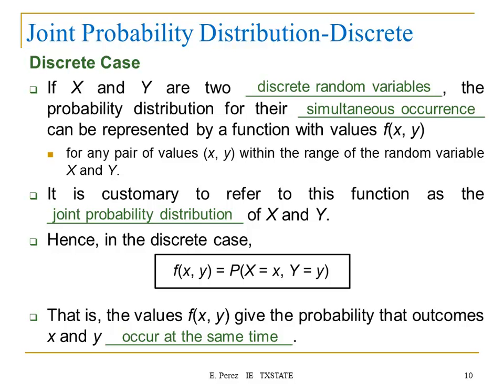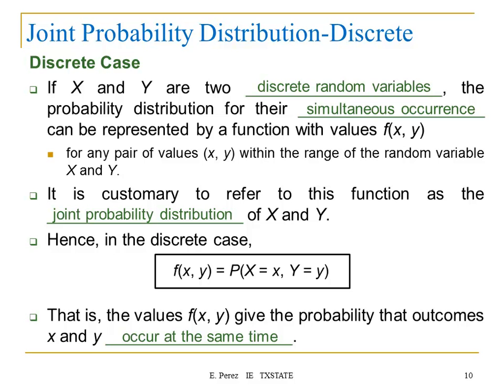Okay, so now we have two random variables, and we want to know what is the probability that one event from one random variable and one event from the other random variable occur at the same time. Okay, so you're focusing on the discrete case first.